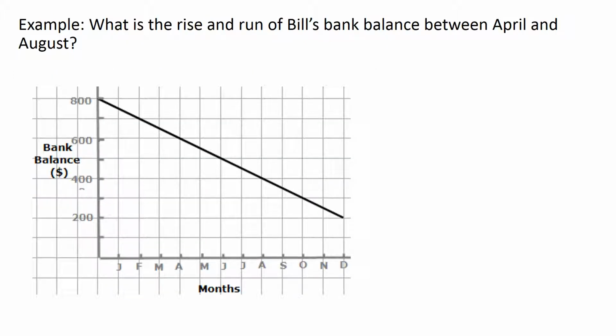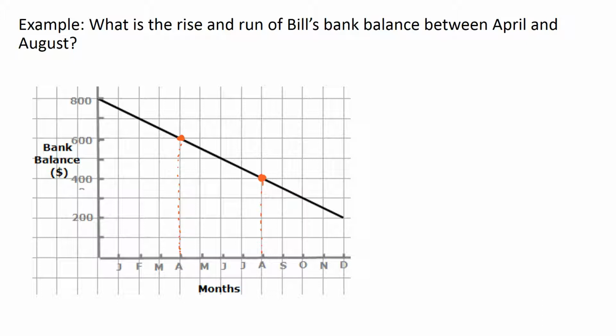So let's do one more example. What's the rise and run of Bill's bank balance between April and August? You notice in this case, we're given some values. We're given April and August. On the x-axis, we see the months listed. So we're told that we want the rise and run between April and August. Let's identify those points on the line. What we want is the rise and run between those 2 points.